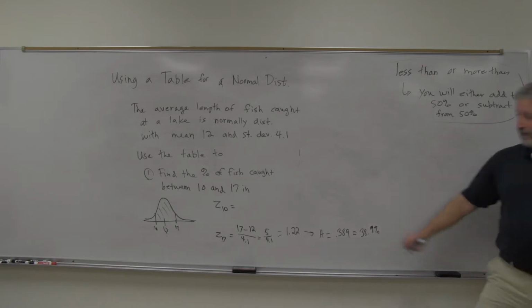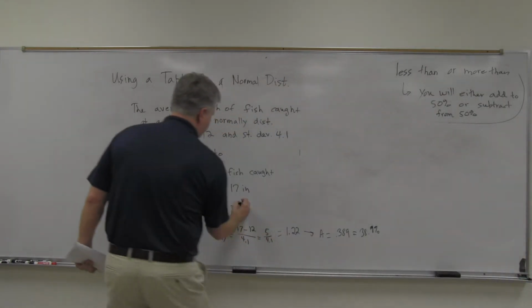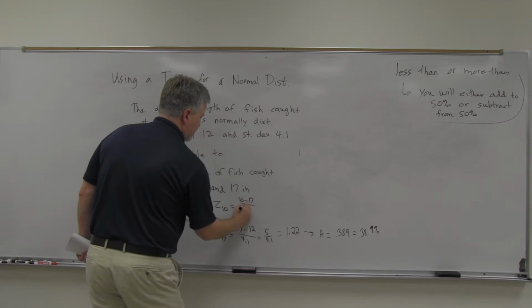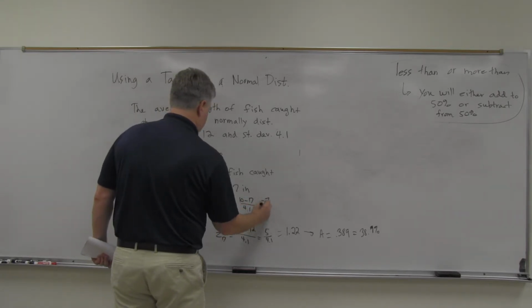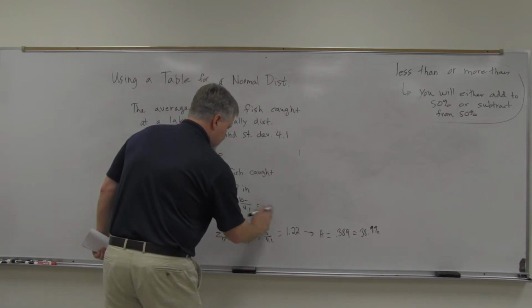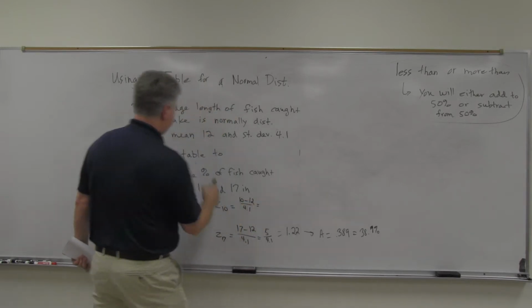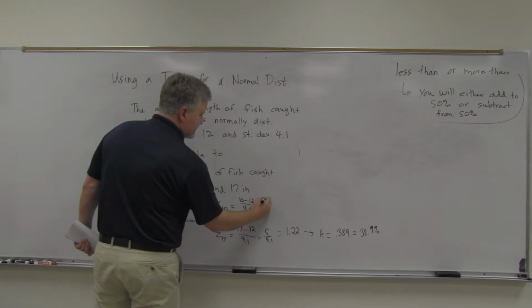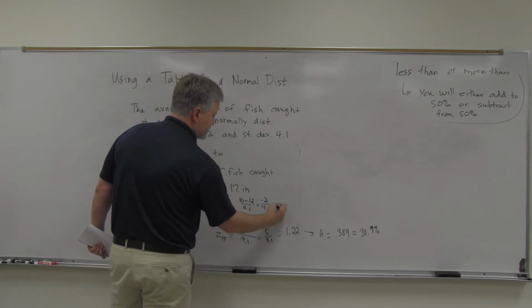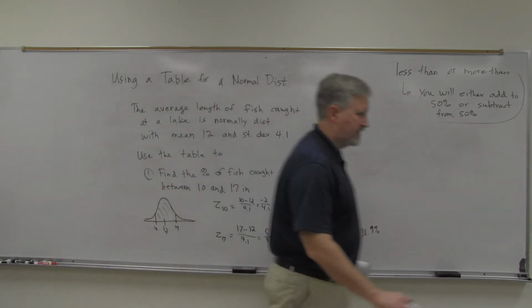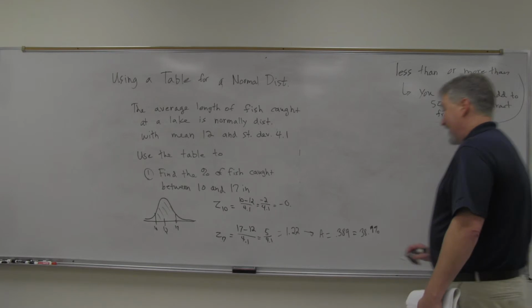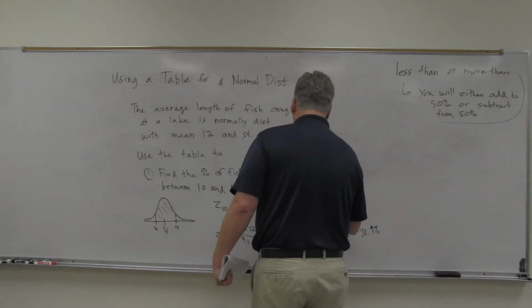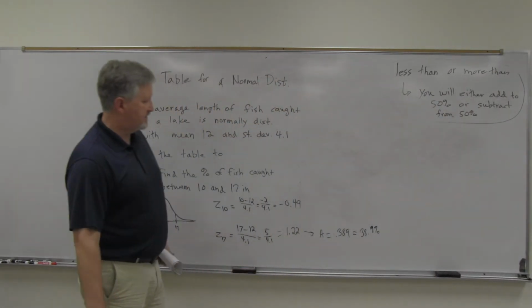All right. Now, z-score of 10. Well, the thing about that is I get 10 minus 17 divided by 4.1. That's a negative 7 divided by, oh, I'm sorry. That's right, 12 is the mean. So 10 minus 12 is negative 2 divided by 4.1, which is negative 0.49, about a half, if I round off to the nearest second place.